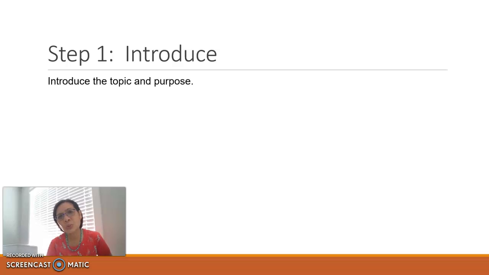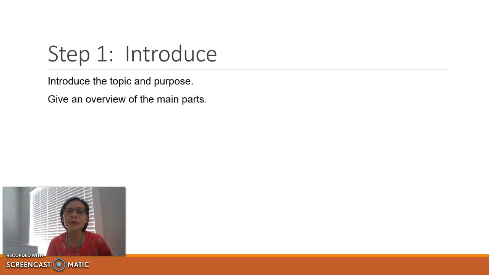The first step is very simply to make sure that you introduce your topic and your purpose. Introduce what you're going to talk about and why you are going to do this. You can also begin your presentation by giving your listeners an overview of the main parts. This tells them what they can expect after the introduction and allows them to picture in their minds the direction that your presentation is moving towards.